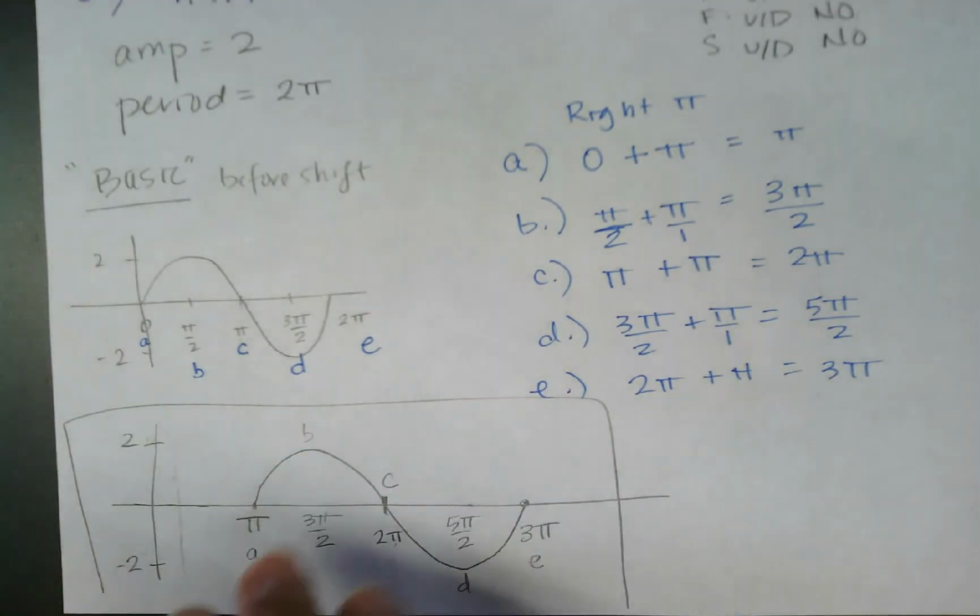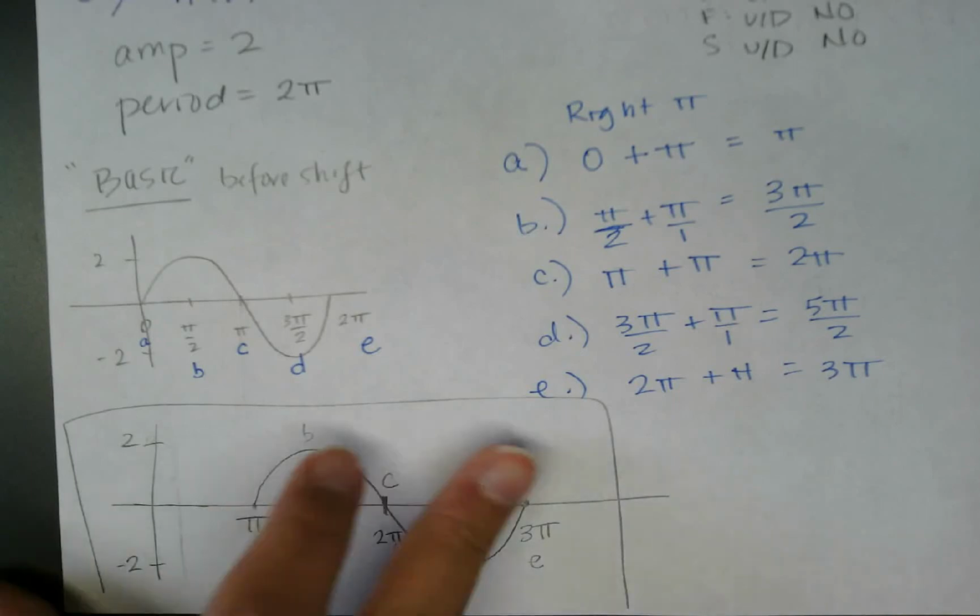Alright. Let me do an up-down shift. A, B, C, D, E, F. You know what? Let me pause this, because this is long. It's a lot. I'm going to pause it. We'll get to the up-down shifts in a little bit.